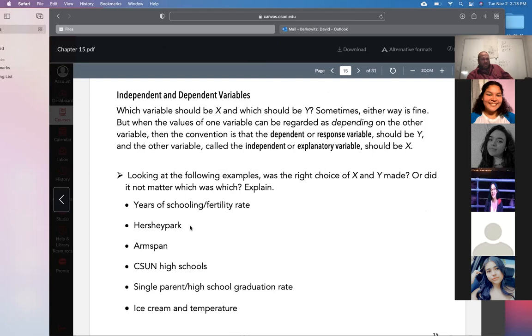Then we had the Hershey Park example. I'm pretty sure that was the length of ride versus time, right? We had that one example, length of how long the ride is versus how much time the ride takes. So which one of those do you think is more likely to explain the other, if either way? Would the length help explain the time, or the time help explain the length? Or both, or neither?